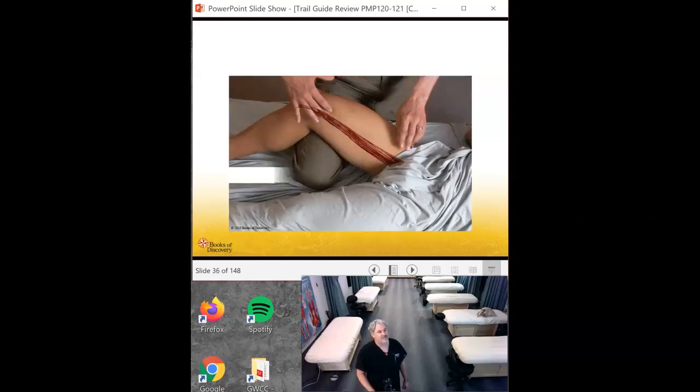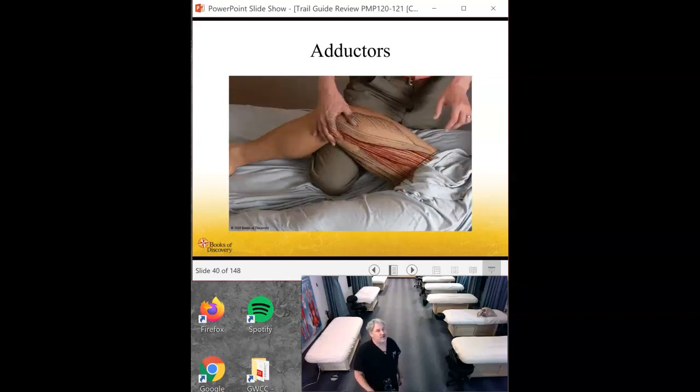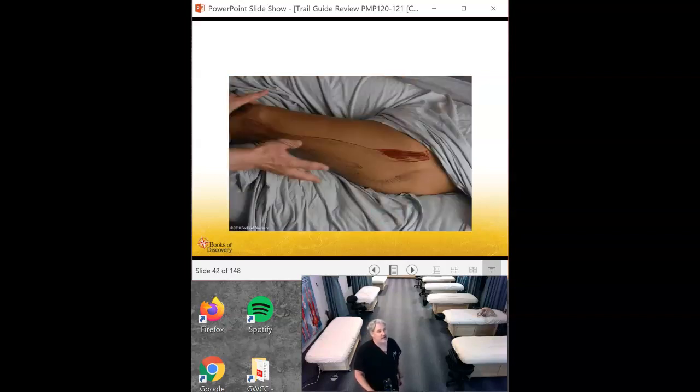Good. What's this one? Starts with a G. Gracilis. Yes. And here you go, here's your tiny one. What's it called? Starts with a P? Pectineus. Beautiful. That's your adductors. Awesome.